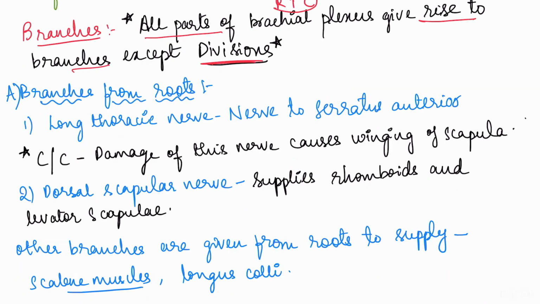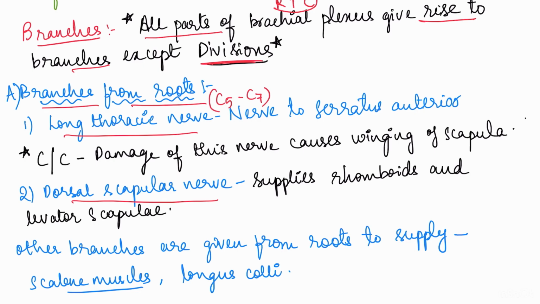Branches of brachial plexus. So the branches which are directly arising from the roots, we have long thoracic nerve and dorsal scapular nerve. Long thoracic nerve is also called as nerve to serratus anterior. It supplies the serratus anterior muscle. It is coming from the roots C5 to C7.